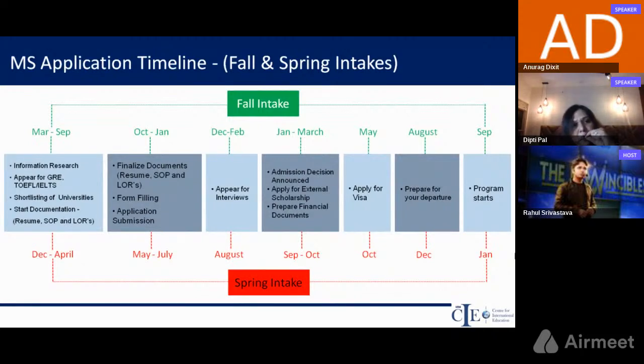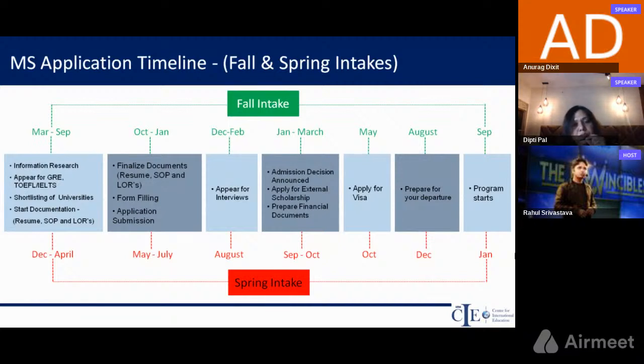Now we've understood the components of the application packet, and we've also understood in detail about SOPs and LORs. So you need to also understand the MS application timeline. Abroad there are two major intakes: the fall intake and the spring intake. Fall starts from September, and spring starts from the January intake.